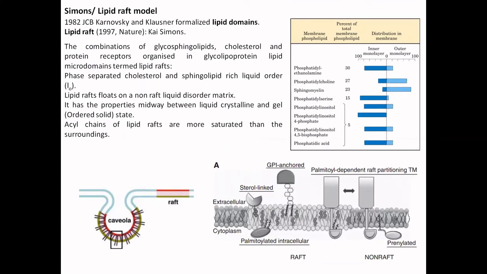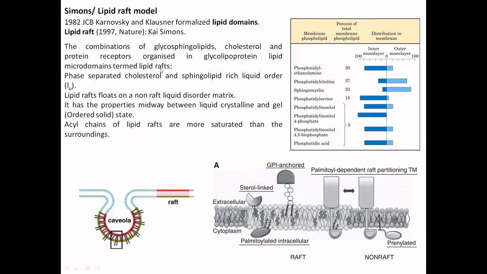So further improvising the fluid mosaic model, Simons proposed the lipid raft model. In 1982, Karnovsky and Klausner formalized the lipid domains, and the lipid raft terminology was coined by Kai Simons in 1997. This was published in Nature. So it is the glycosphingolipids, cholesterols, and the protein receptors organized in glycoprotein lipid microdomains that dominate the lipid rafts.